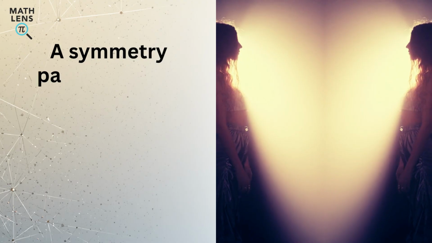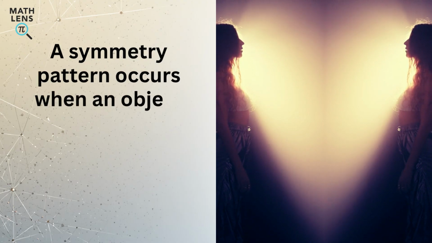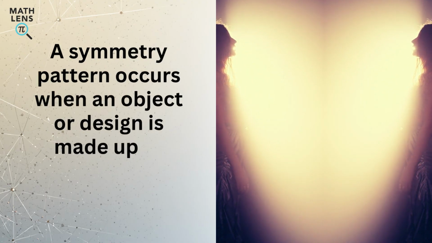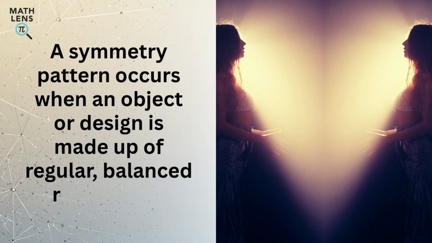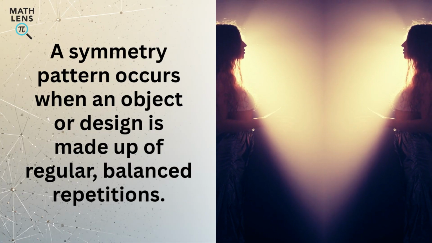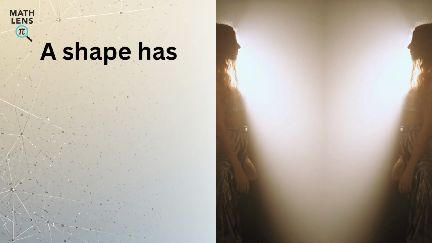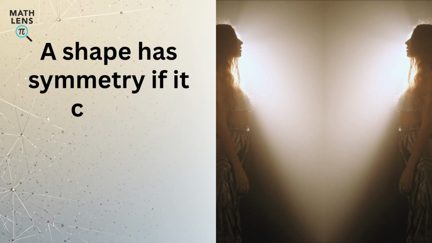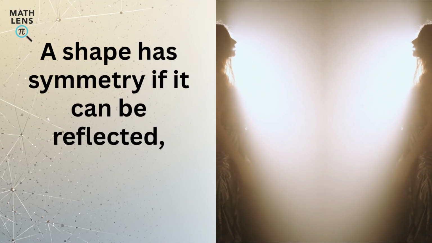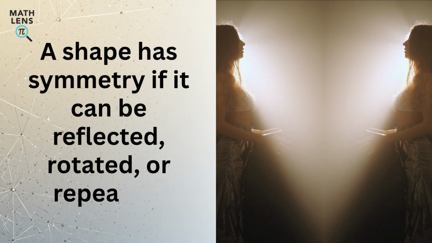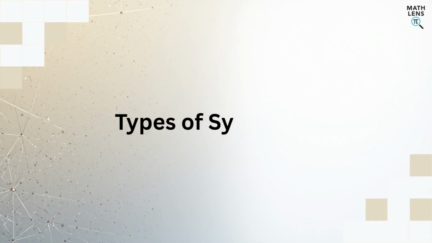Let's start with symmetry. Symmetry is an intriguing concept characterized by balanced repetitions in objects or designs. A shape has symmetry if it can be reflected, rotated, or repeated while maintaining its structure. We will explore different types of symmetry and their applications in both natural and man-made objects. Types of symmetry.